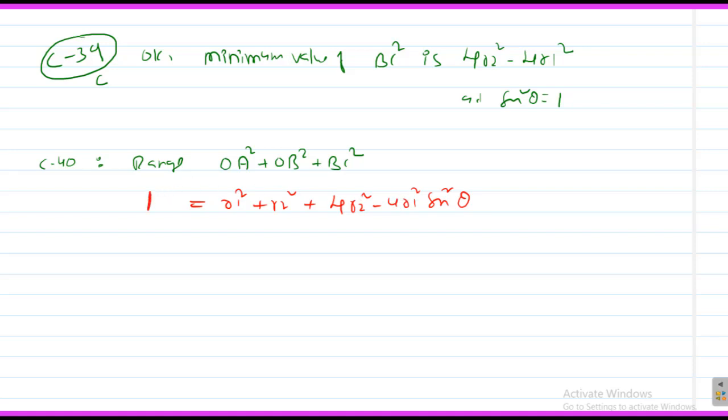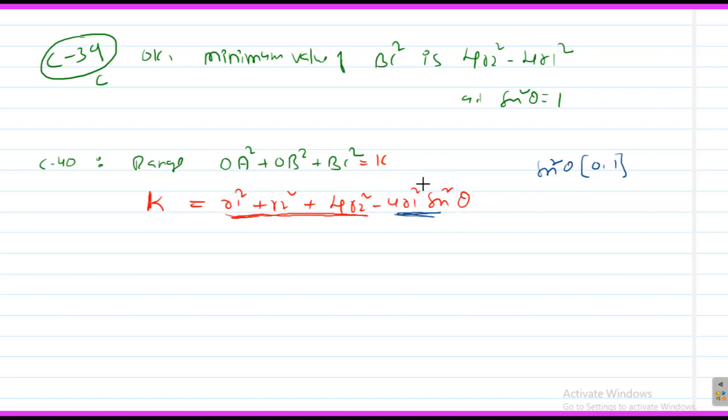Let it be k first, for example. Now we want to find the minimum value of k and the maximum value of k. Again the same argument: R1 square plus R2 square plus 4R2 square is a fixed value. From this fixed value we are subtracting something. What you are subtracting is greatest, then the value of this expression becomes minimum. For which values of theta? 4r1 square sin square theta becomes maximum, meaning sin square theta should be taken as 1. To get the minimum value of k, this should be maximum.